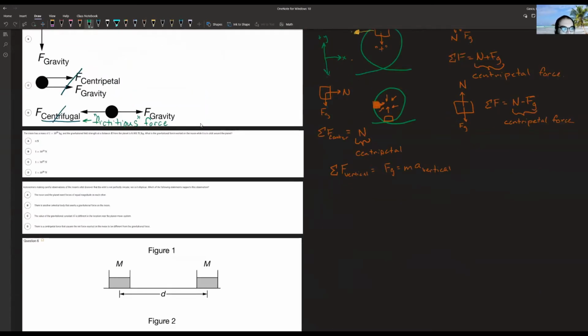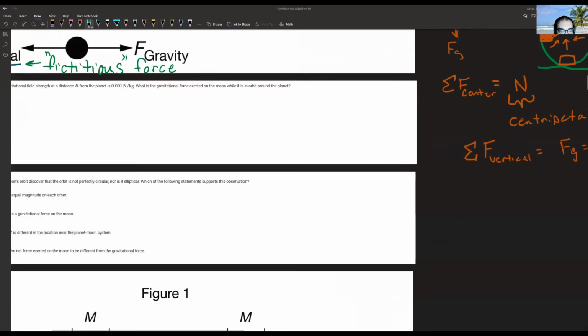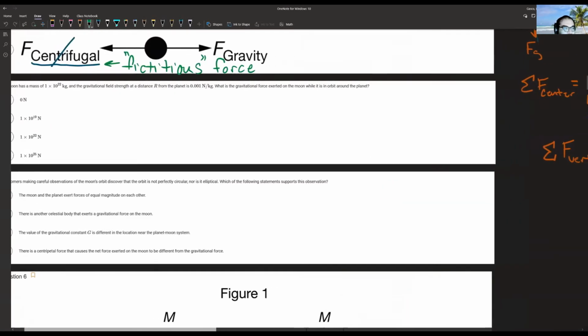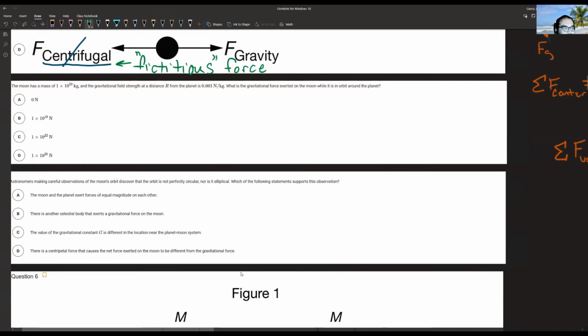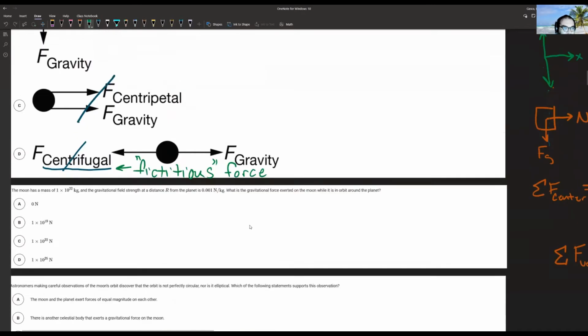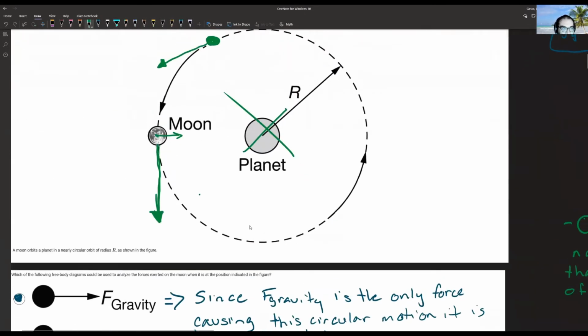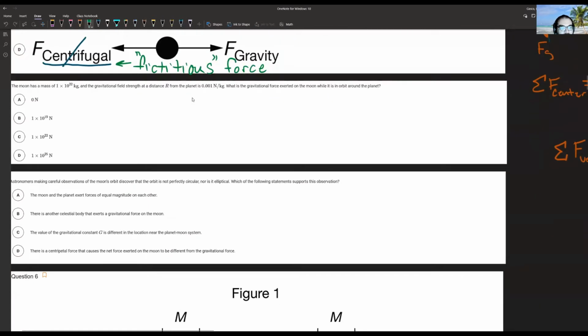Let's go ahead and take a look at the next question here. I'm going to zoom in a fair bit. It tells us the moon has a mass of 10^22 kilograms, and the gravitational field strength at a distance r from the planet is 0.001 newtons per kilogram. That's this scenario. So they give us the mass of this moon, and when it is at this distance from the planet, it feels this much gravitational field strength. And they want us to find out what is the gravitational force exerted on the moon while it is in orbit around the planet.